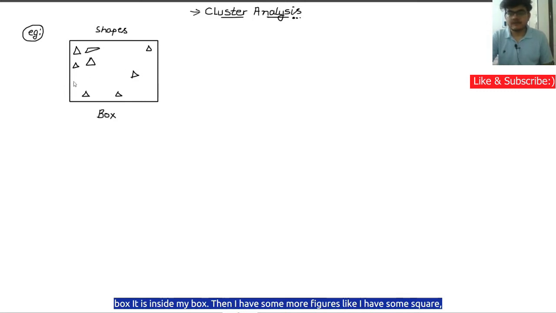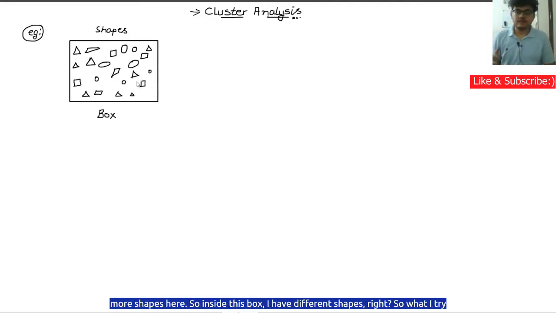Then I have some more figures, like some squares and rectangles of different shapes like this. And finally, I have some circles inside this box of different sizes like this. You can see here. Let me add some more shapes here. So inside this box, I have different shapes, right?